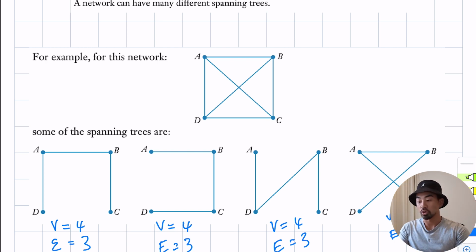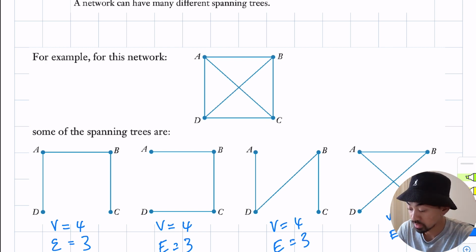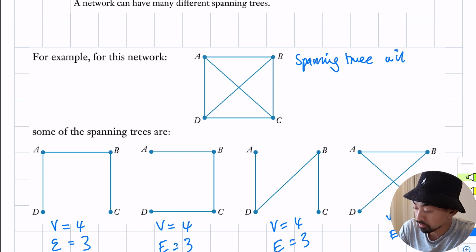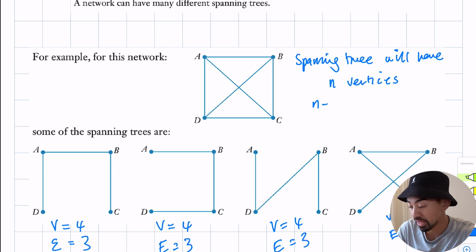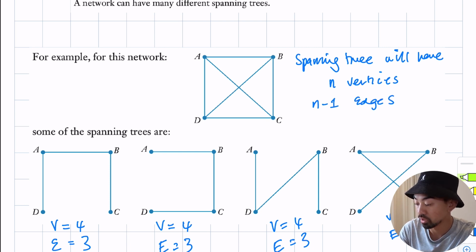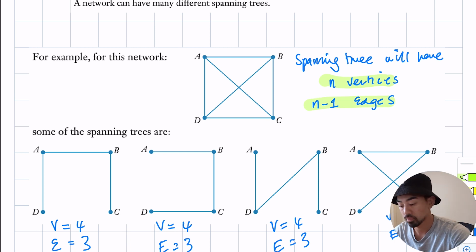Okay, now that's no coincidence. So for a spanning tree to exist, if it has n vertices, the edges will always be 1 less than the number of vertices. So that is an important thing to remember. It's not difficult. It's actually quite obvious if you think about it. There's always 1 less edges than there are vertices for spanning trees.